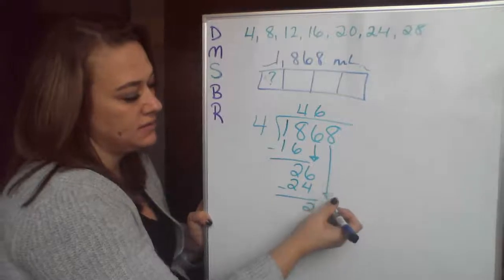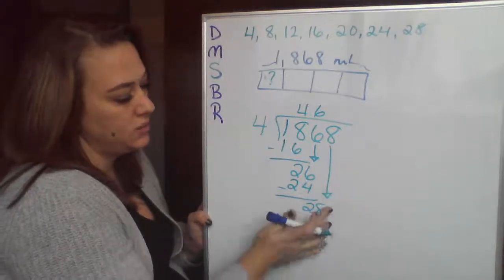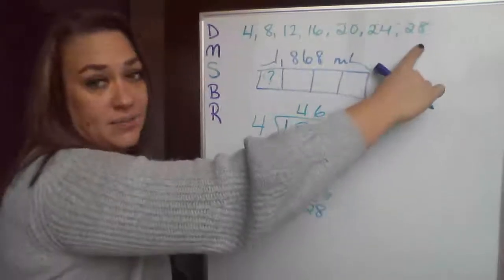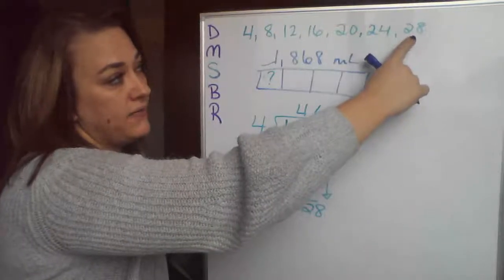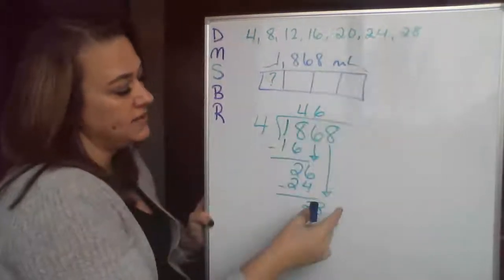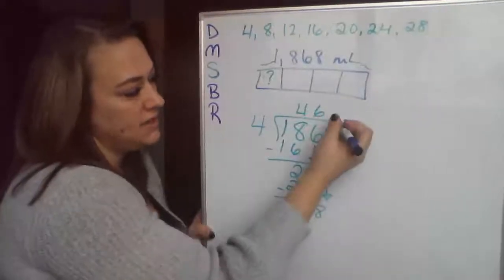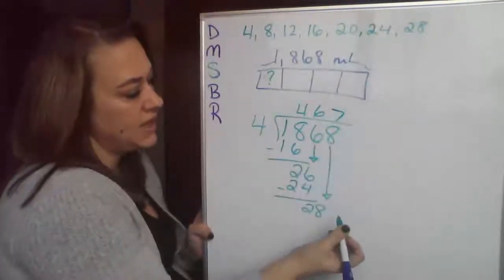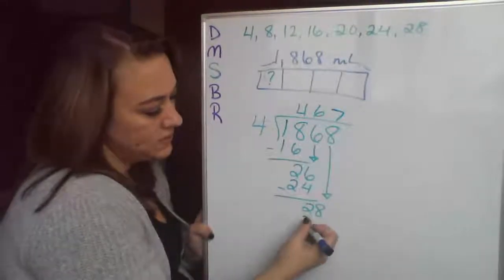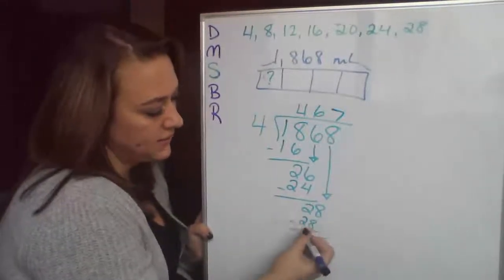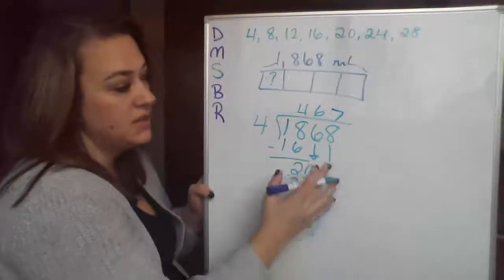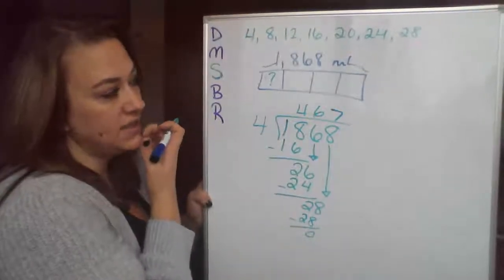Bring down my 8. So 28 divided by 4. And look at our skip counting. We know that we can make an even group of 4 if we have 28. So we can make 7 groups out of 28. 7 goes on my number line. 4 times 7 is 28. No remainder. So our quotient is 467.